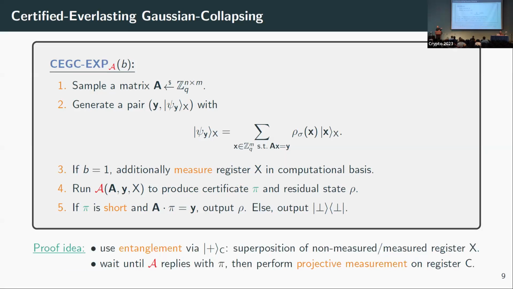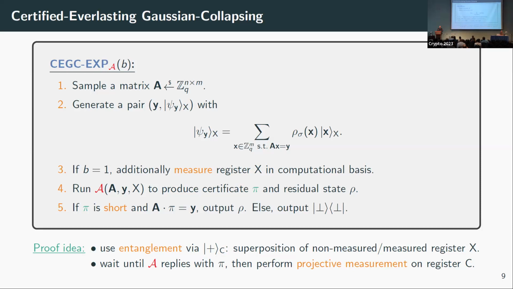Our idea is to switch to an entanglement-based version of the game, where we essentially delay our choice of whether we measure the state or we don't. Okay, so here we employ a trick that was introduced by Bartusek and Khurana, which is essentially to use entanglement and then wait until the adversary gives us the certificate, and then we do a certain action. Okay, and representing the proof in this form turns out to be extremely useful. So here's what we do. We are the challenger. We're going to prepare a plus state in a register C. And depending on the value of this register C, we will either measure or not measure the state. Okay, so that's the idea.